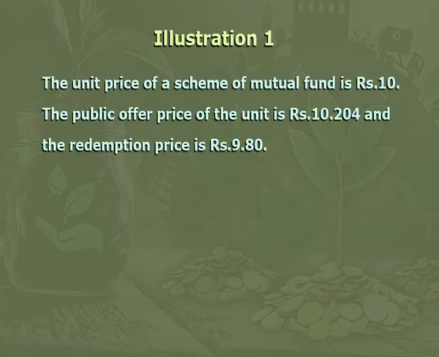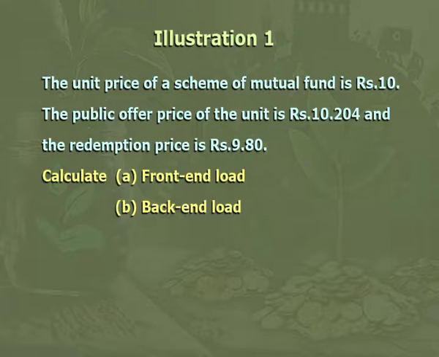The first illustration goes: the unit price of a scheme of a mutual fund is rupees 10. The public offer price of the unit is rupees 10.204 and the redemption price is rupees 9.80. Let's calculate A. the front end load and B. the back end load. Friends, let's look at the solution.